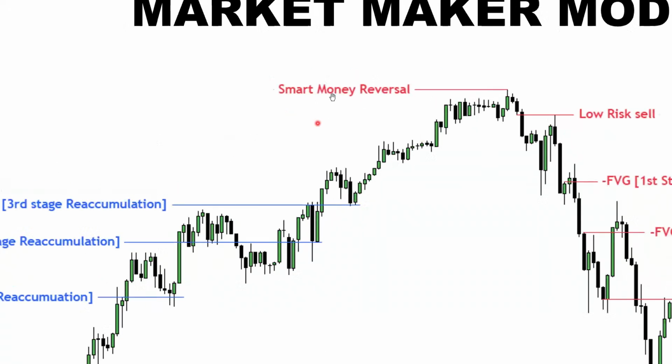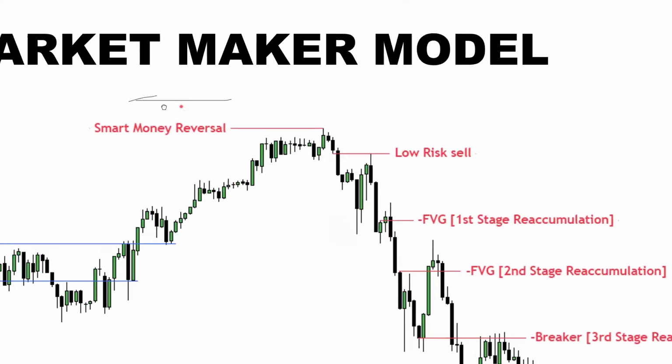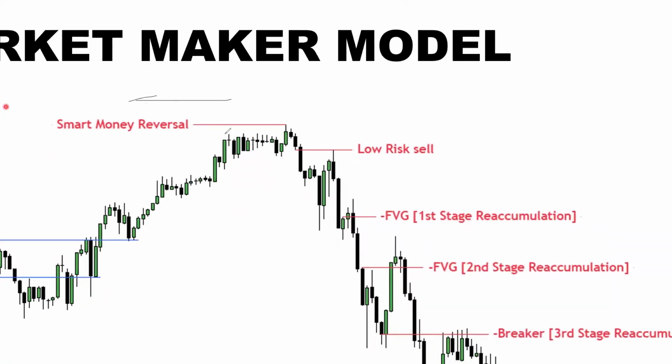Once liquidity was taken at the left side here, we had what? A smart money reversal. Now let's look at this. You can see how price took out this high here. Let me draw it out. See how price took out this high, then broke structure to the downside. This is a shift in market structure. As it broke structure, it created what? A fair value gap. Price ran into that fair value gap, filled it completely, and then fell.